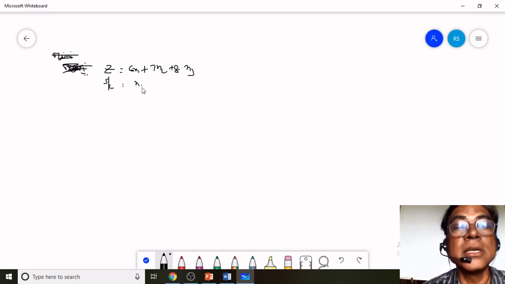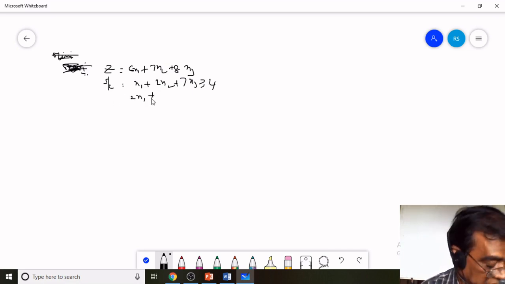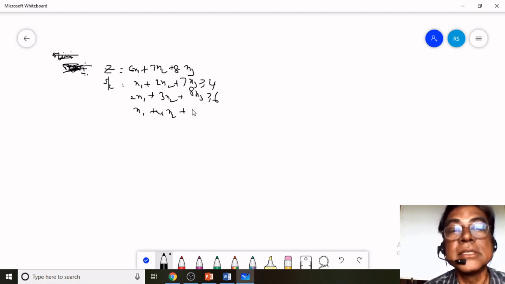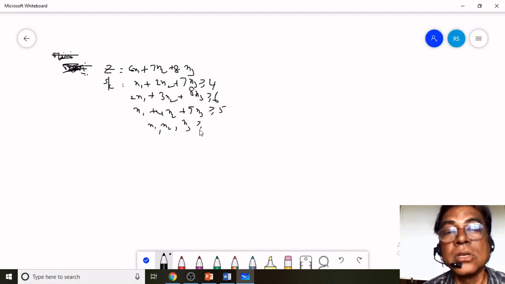So x1 plus 2x2 plus 7x3 greater than or equal to 4. Now 2x1 plus 3x2 plus 8x3 greater than or equal to 6. Next x1 plus 4x2 plus 9x3 greater than or equal to 5. Now the values x1, x2, x3 are greater than or equal to 0.